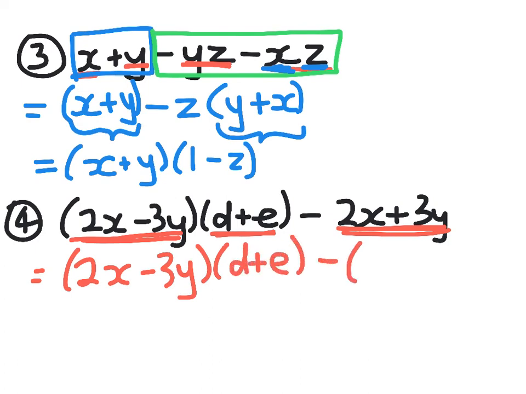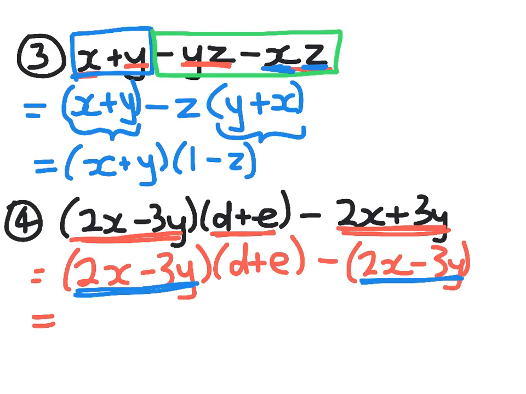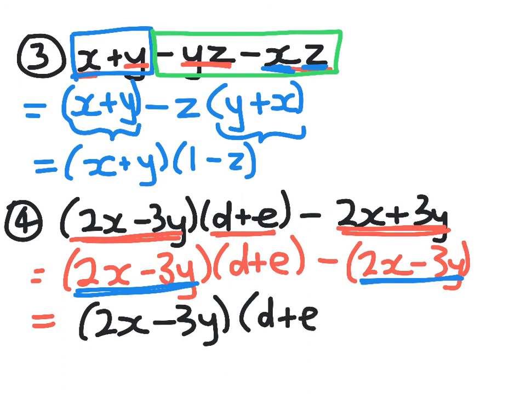minus 2x minus 3y, right? Because a negative times a negative gives me a positive. And now I can see that I've got a common factor in the two parts of 2x minus 3y. So we can finish it off like this: 2x minus 3y times d plus e take away 1.